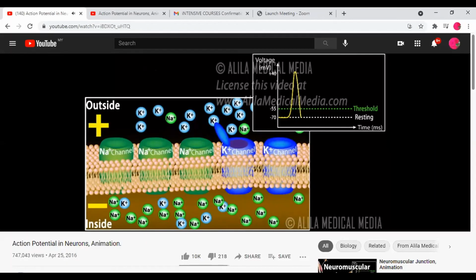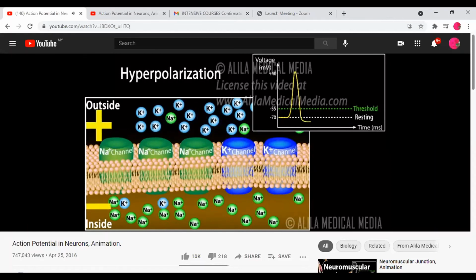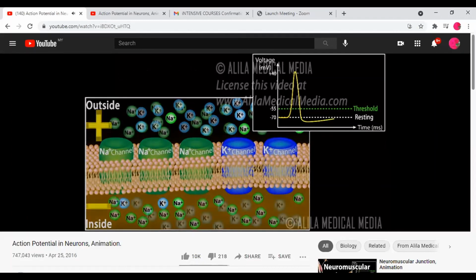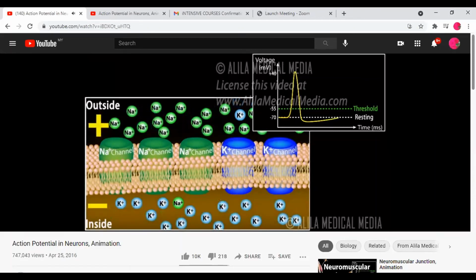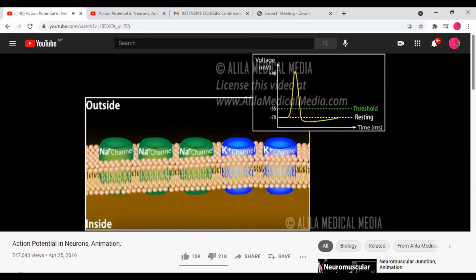As the potassium gates are also slow to close, potassium continues to leave the cell a little longer, resulting in a negative overshoot called hyperpolarization. The resting membrane potential is then slowly restored thanks to diffusion and the sodium-potassium pump. During and shortly after an action potential is generated, it is impossible or very difficult to stimulate that part of the membrane to fire again. This is known as the refractory period.